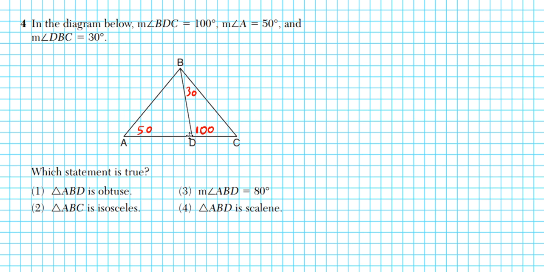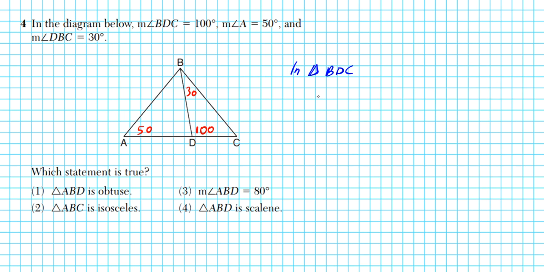Now, what do we know about triangles ABC and ABD? The classifications here are dependent on the measures of the angles. So if we figure out the measures of these angles, we will be able to solve the problem. Which angle can we solve for first? In triangle BDC. Now, why did I select triangle BDC? Because I have two angles, and using the triangle angle sum theorem, I can find the third angle.